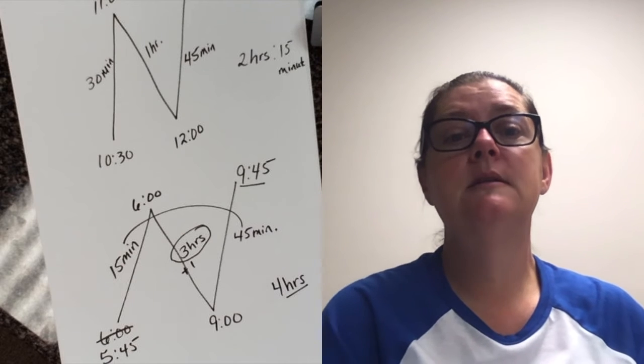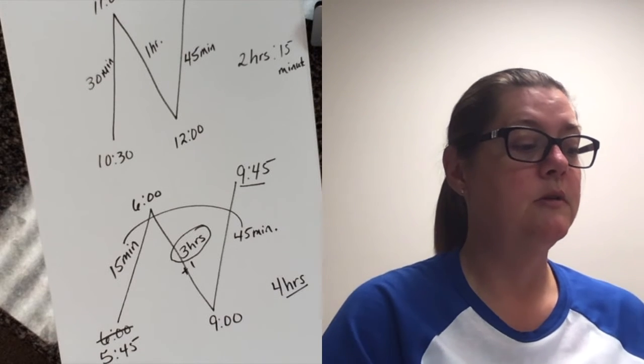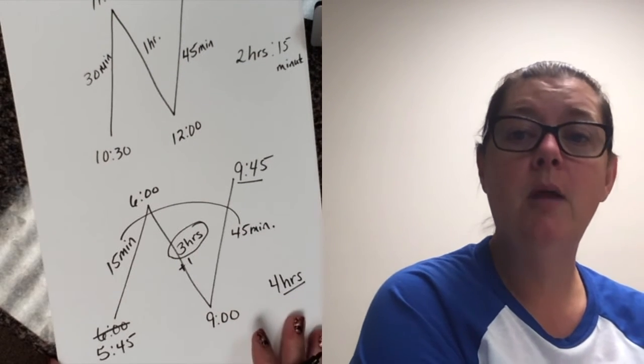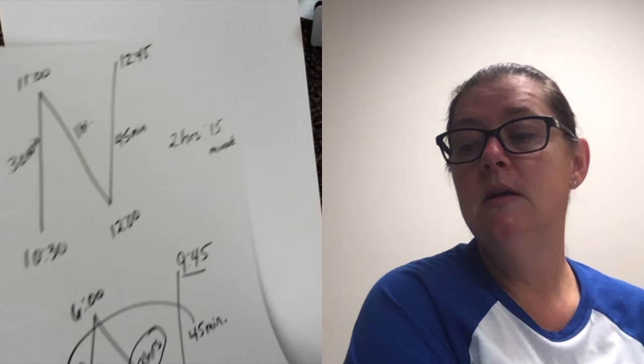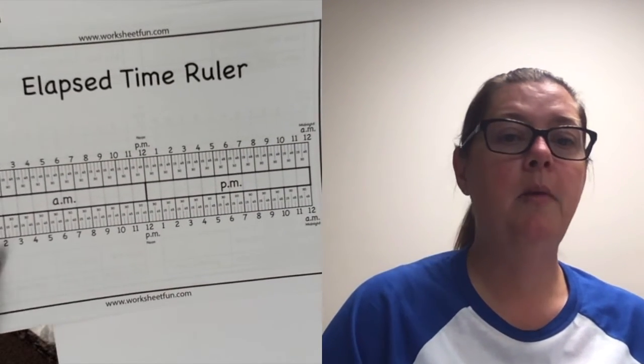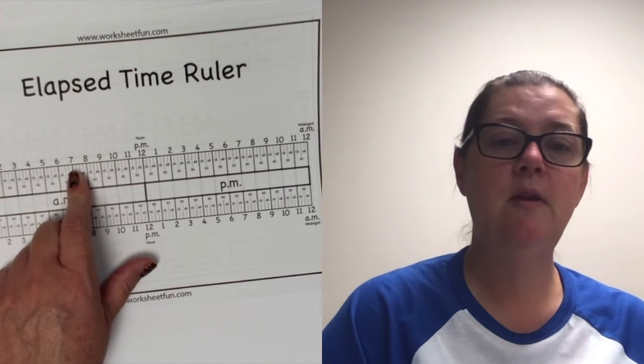This is some of the ways that you can use the end, and I just wanted to make that available to you. For some of my kids, though, the backward end is not a possibility for them to use. So there are wonderful, wonderful elapsed time rulers that are out. And like I said, that worksheet, worksheetfun.com has them. But the thing about them is they're done in 15-minute increments.